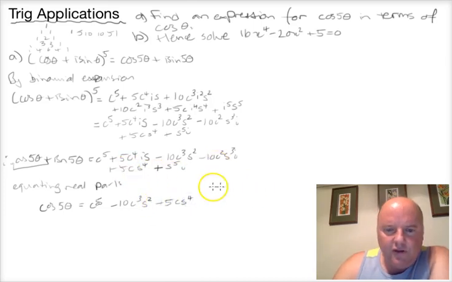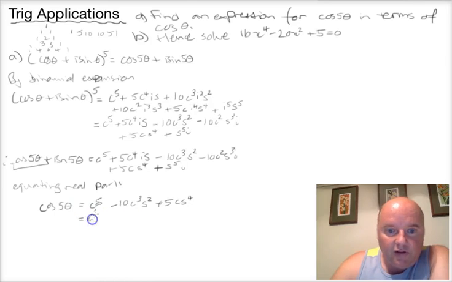Now, you might be tempted to stop there, but I need to write it all in terms of cos theta. So I need to change these sines to cosines. You know the relationship between sine and cos using your Pythagorean triad. So I'm going to replace sine squared theta with 1 minus cos squared theta. And I'm going to replace that with 1 minus cos squared theta, all squared, because that's really sine squared squared. So this is what we get.